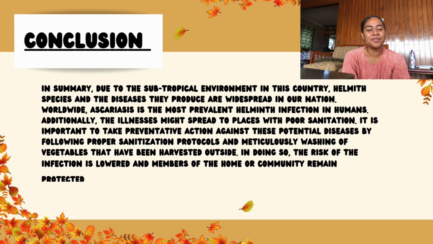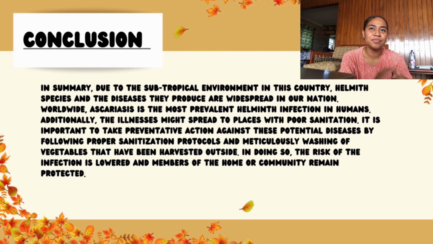To conclude my presentation today, due to the country's subtropical climate, helminth species and the diseases they produce are able to spread widely in our nation. Ascaris is also the world's most prevalent helminth infection. So adhering to the preventative measures as stated, such as washing hands, washing vegetables, and cooking meat thoroughly, can help reduce the risk as much as possible.